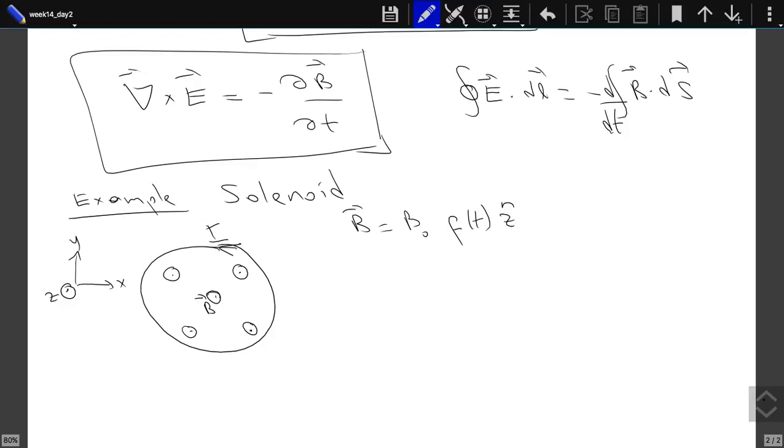So let's see. First of all, we know that in electrostatics, electric field lines started from point charges, and they terminated at point charges. Here, we don't have point charges. So the induced electric fields don't start from a point. They have to form closed loops.